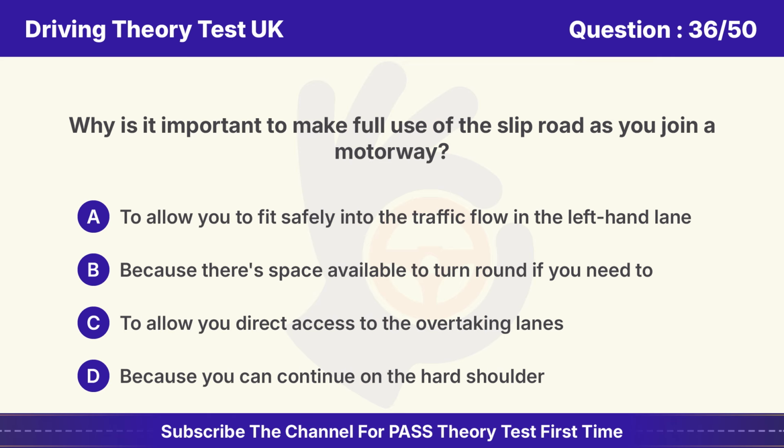Question 36. Why is it important to make full use of the slip road as you join a motorway? Option A. To allow you to fit safely into the traffic flow in the left-hand lane. B. Because there's space available to turn round if you need to. C. To allow you direct access to the overtaking lanes. D. Because you can continue on the hard shoulder.